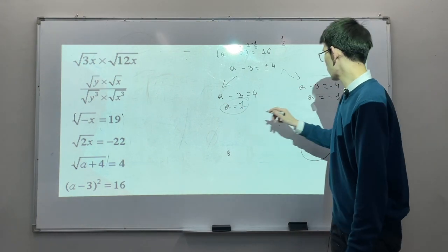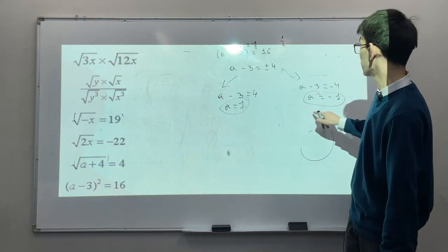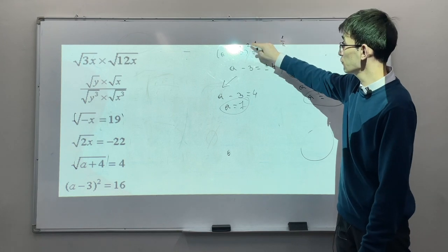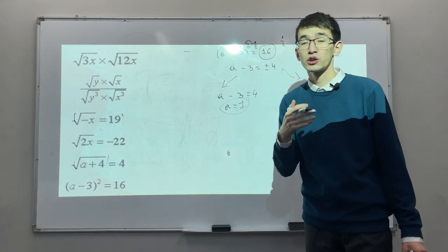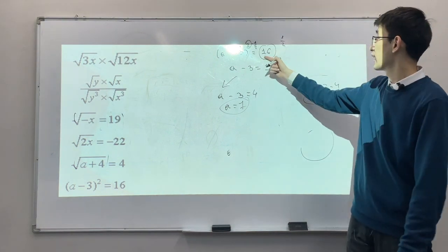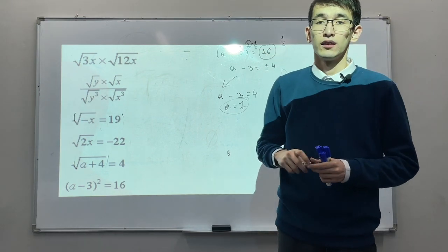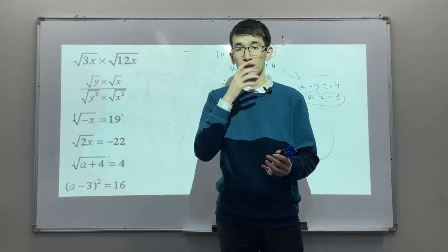Why do we have two answers? Because if you put both of them into this bracket and square them, we get a positive number, because squaring a negative number and a positive number gives us a positive number.